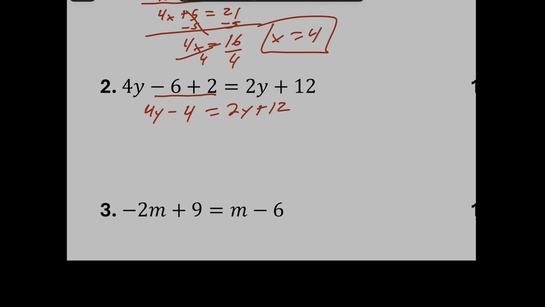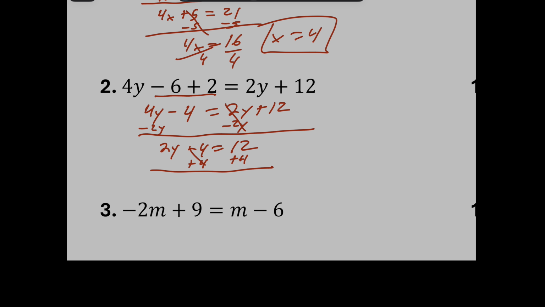And then I just copy the rest. Some people will do some stuff in their head and they won't copy the rest. Just copy the rest. I'm going to go minus 2y on both sides, okay? And what I'm going to get is 2y minus 4 equals 12. I'm going to add 4 to both sides because I want numbers on one side and letters on the other. And now I'm going to get 2y equals 16. Divide by 2, boom, y equals 8.